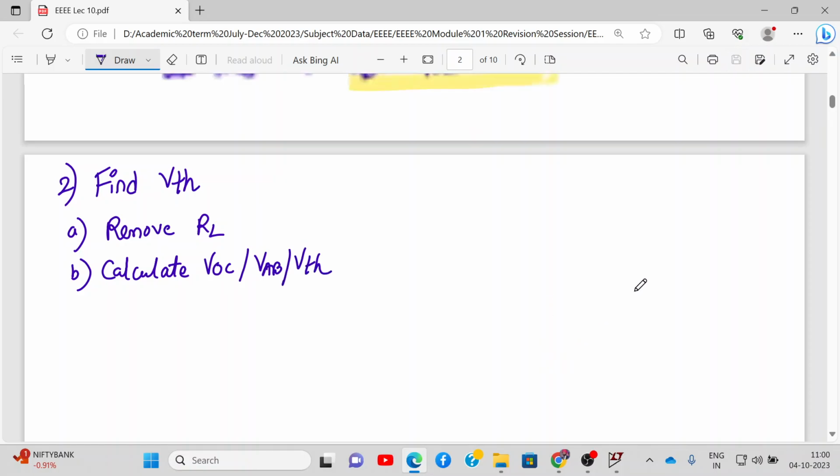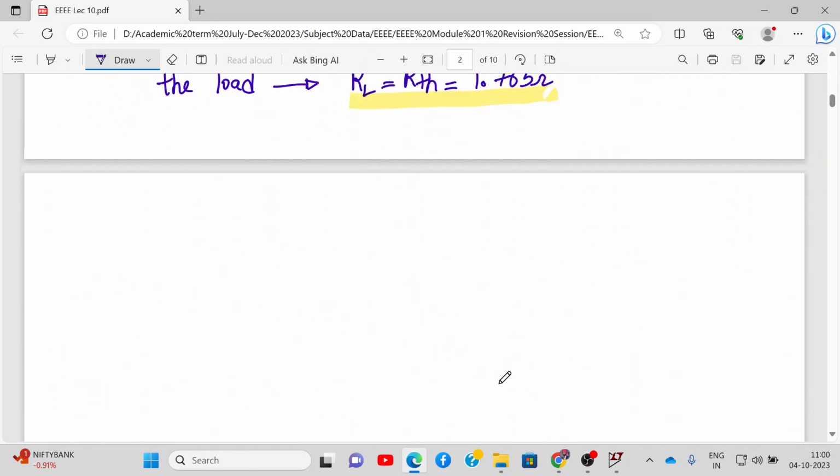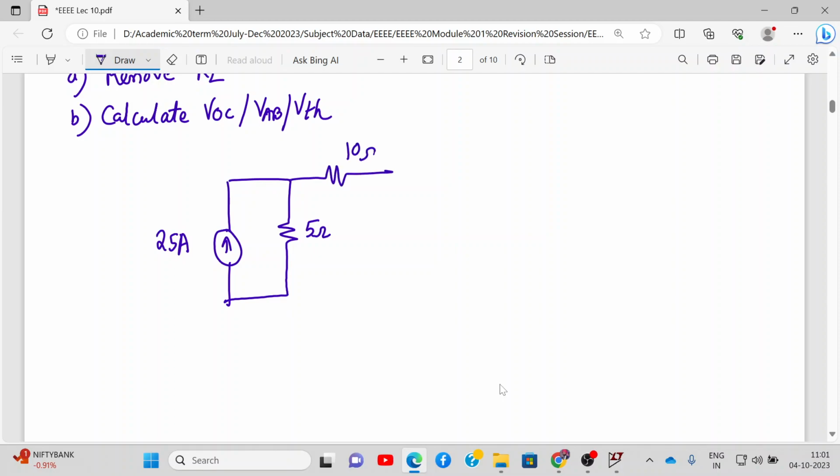So let me go back to the circuit. In this circuit, we have to just remove the load RL and calculate the open circuit voltage between the points A and B. Okay, so let's do that. Let me redraw the circuit for you all. Here we have a 25 ampere current source, then a resistor of 5 ohm resistance, then here we have 10 ohm resistance, and a current source of 10 amperes.